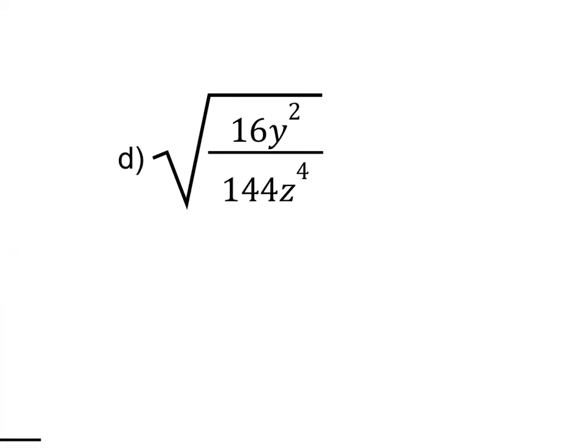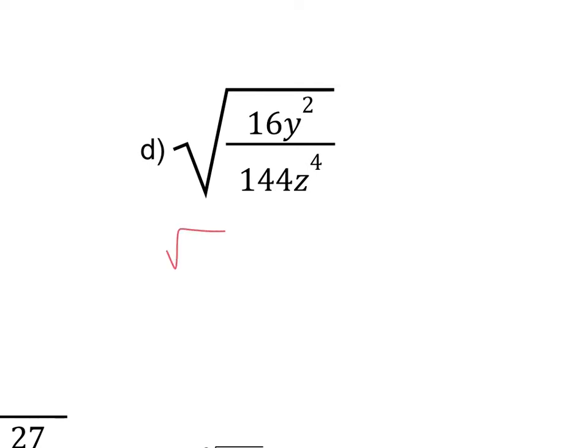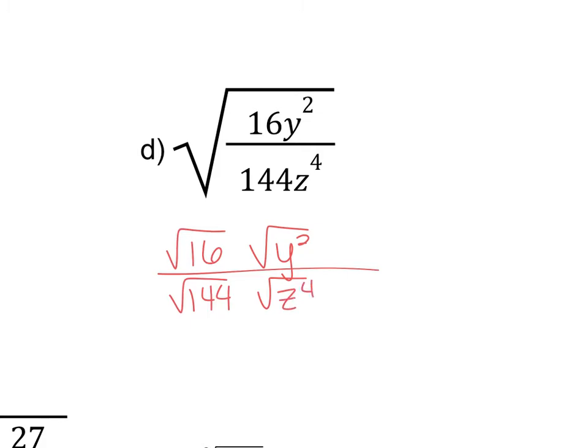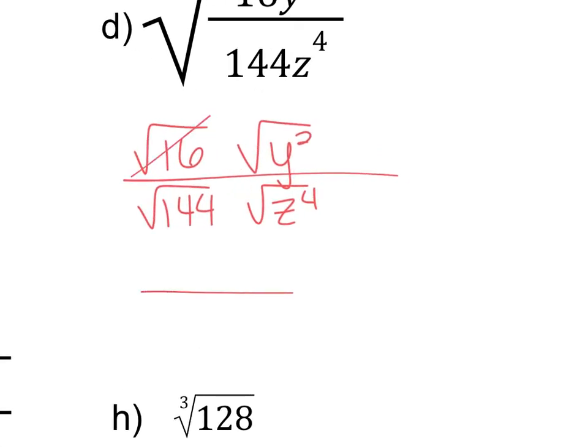Let me give you a fraction now, really mess with you. Whenever you have a fraction like this, you can break it all up piece by piece. So this breaks up into the square root of 16 times the square root of y squared over the square root of 144 times the square root of z to the 4th. The square root of 16 is going to give me 4. The square root of 144 is going to give me 12.